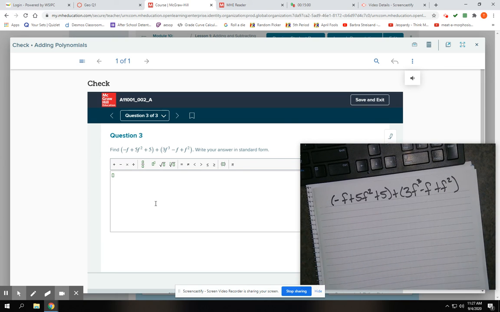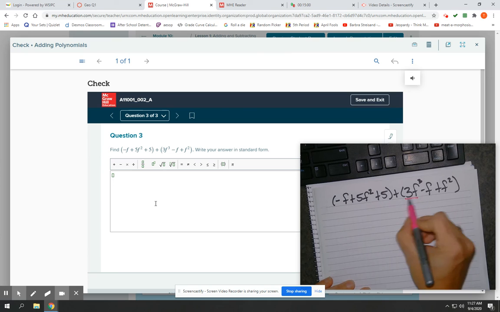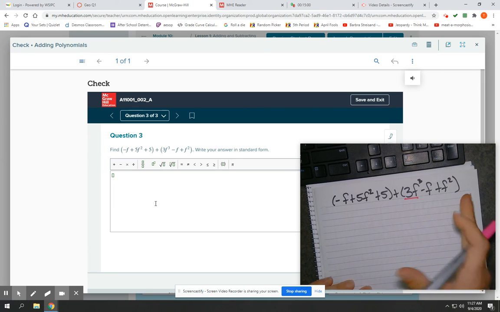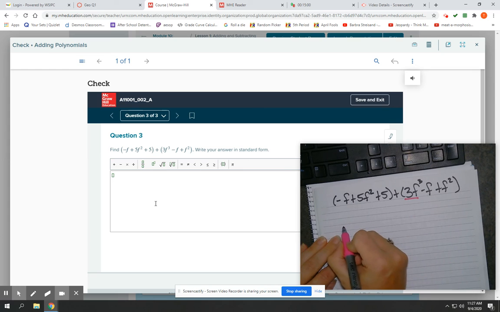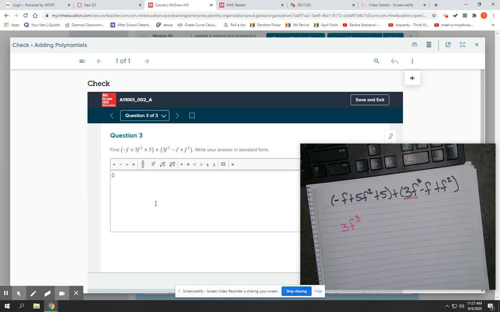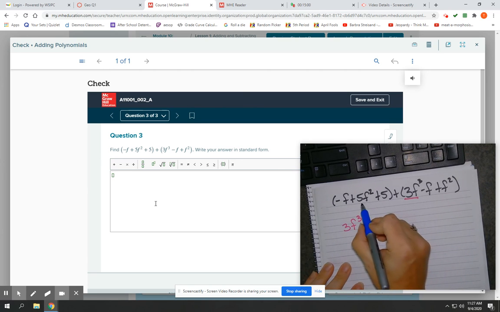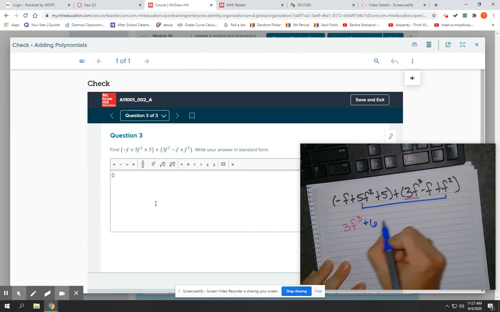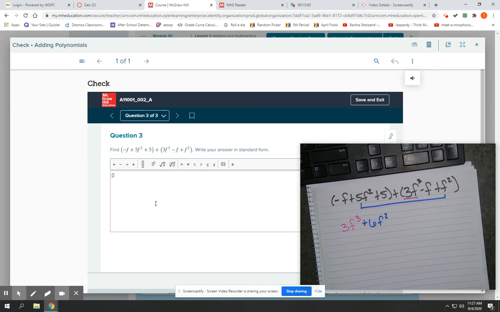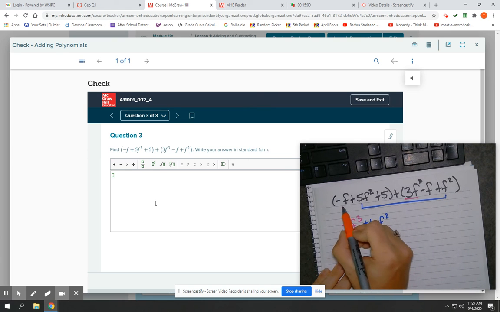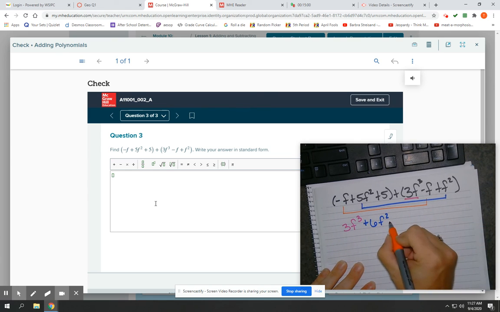All right. Okay, so again, I like to start with the biggest exponent, which is just this guy by itself. There's no other f to the thirds, so I'm just going to bring him straight down, 3f to the third. Then I'm going to look at my f squareds. I've got a 5f squared and a 1f squared, so that gives me 6f squared. Then I look at my f's. I've got a minus f and a minus f, so it's minus 2f.